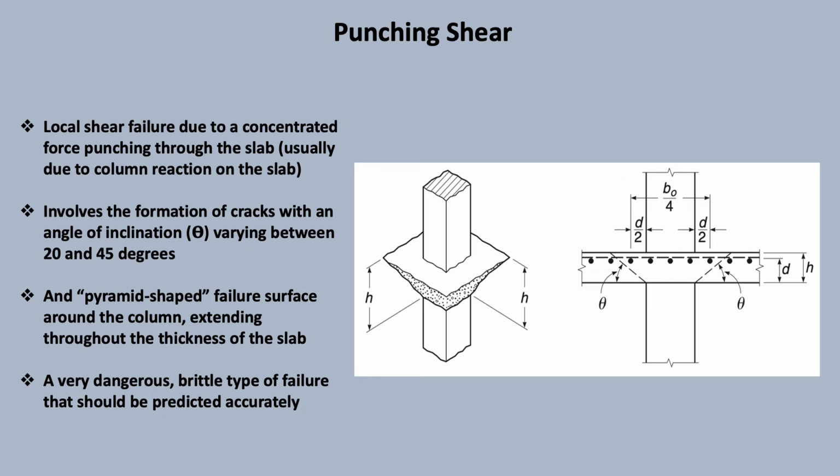Punching shear is a local two-way shear failure due to a concentrated force punching through the slab, usually due to the column reaction on the slab. It involves the formation of cracks with an angle of inclination varying between approximately 20 and 45 degrees, and a pyramid-shaped failure surface around the column extending through the thickness of the slab. Punching shear is a very dangerous, brittle type of failure that should be predicted accurately.